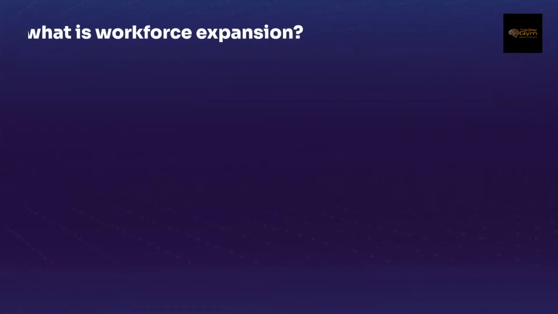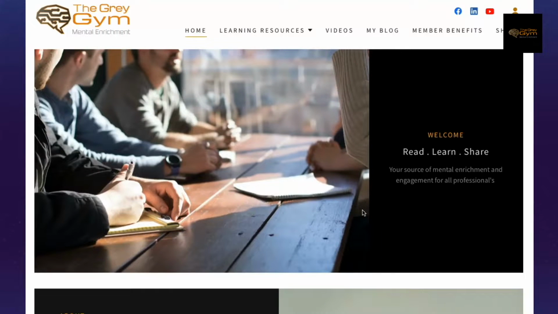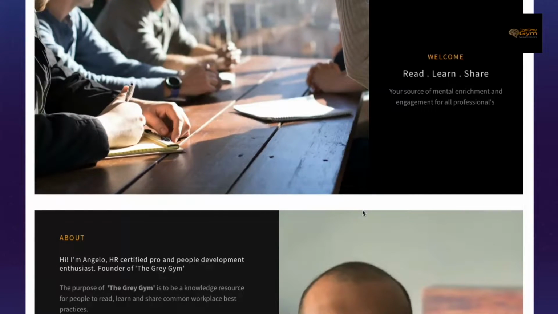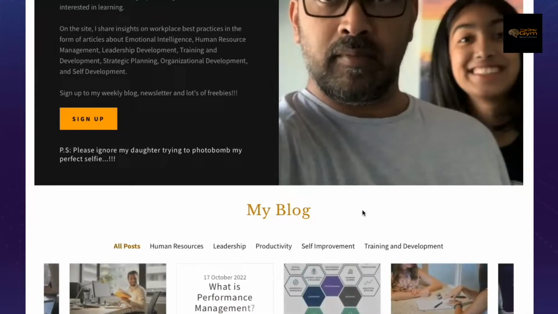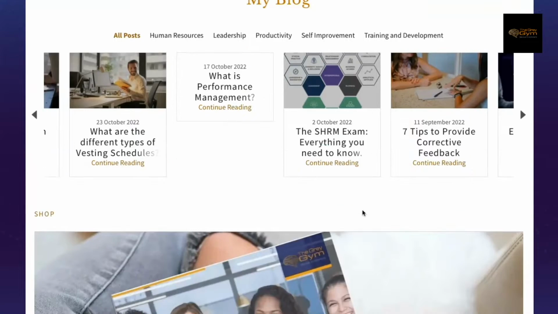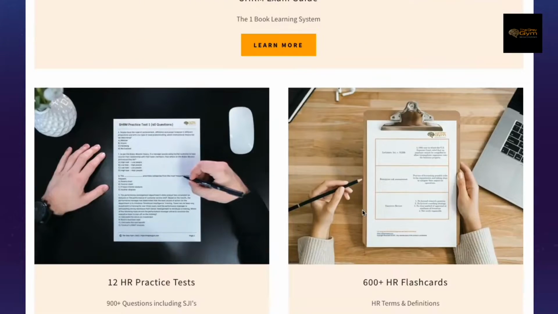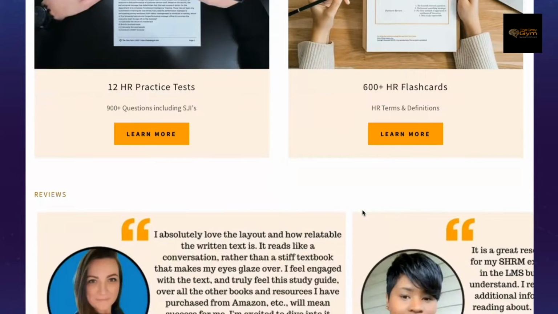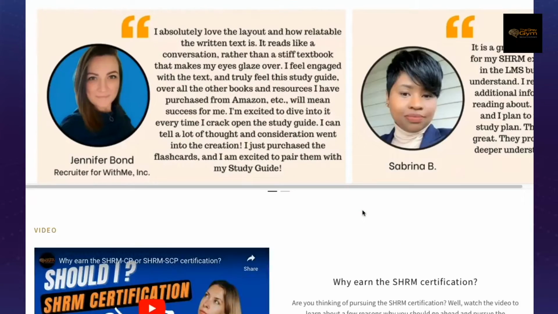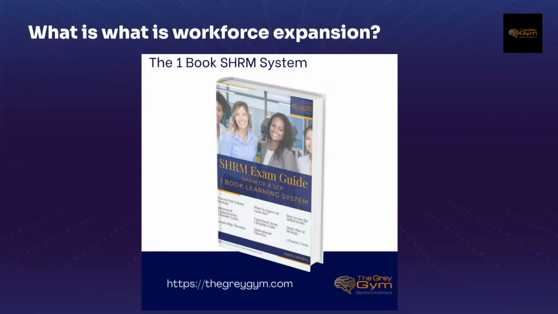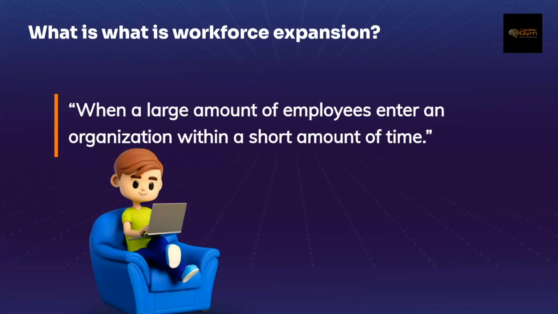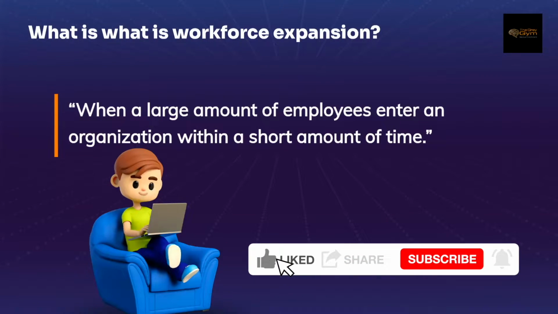Next, what is workforce expansion? Many new startups begin with one person who decides to then convert their previously employed skills into a business. Similar to what I am doing with my brand, The Grey Gym, right now. I am operating alone. Over time though, maybe this will grow to a point where I can no longer meet market demands working on this project alone. This is when most startups decide they can't do it all on their own and they need to expand their workforce.